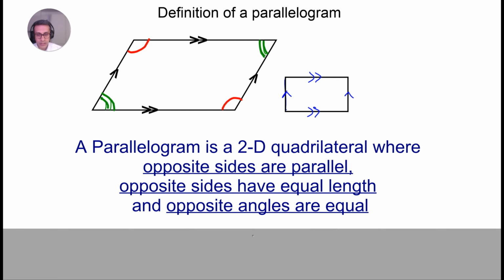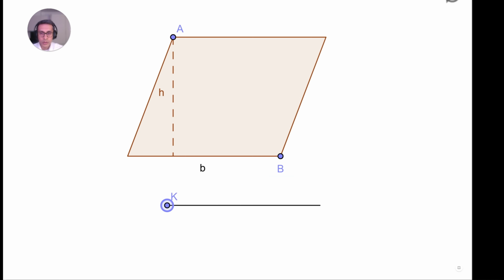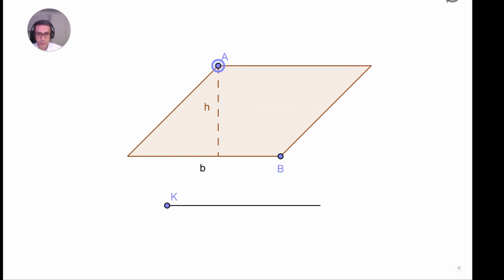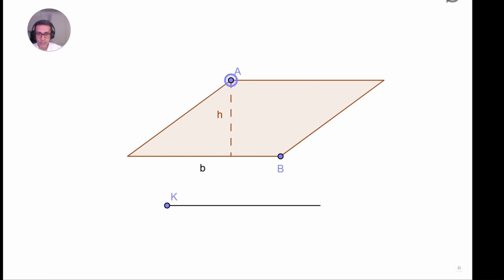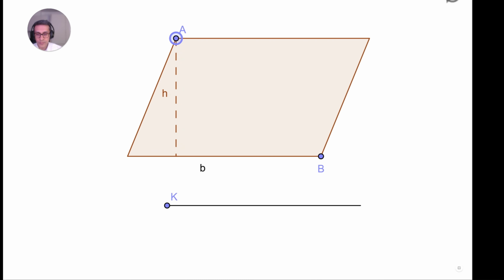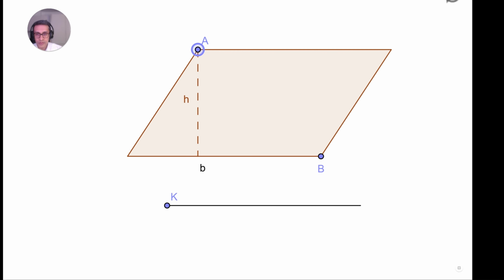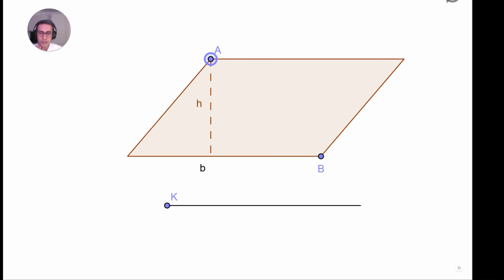So knowing that, we're going to continue looking at this and think about how we can work out areas of parallelograms. So on this interactive, what you should be able to see is I can change the height or the slant height of the parallelogram. It still keeps opposite sides parallel. I can also change the length of one of the sides.